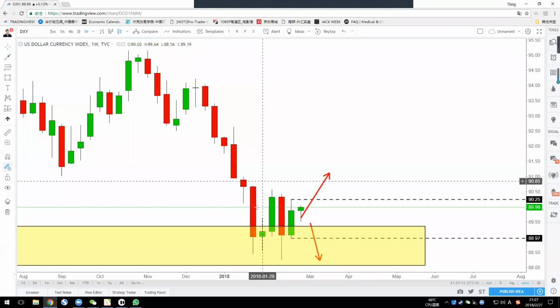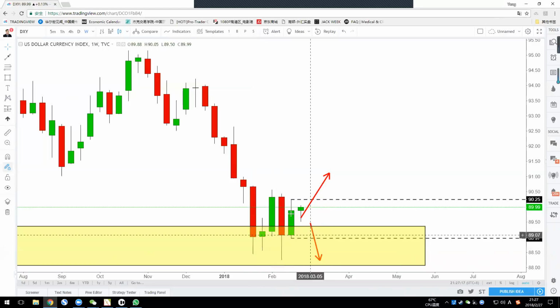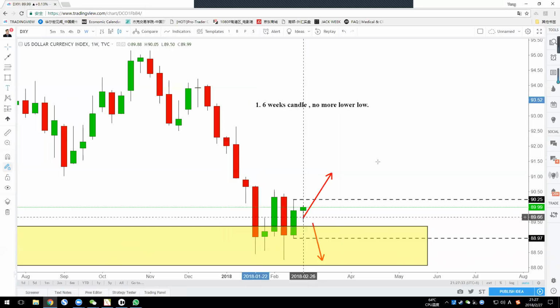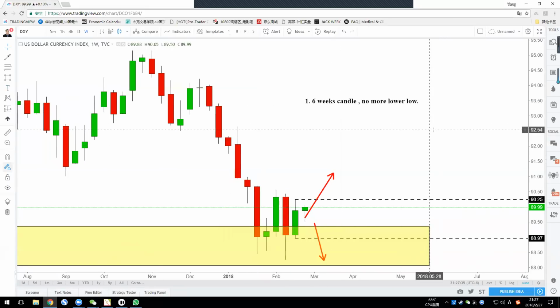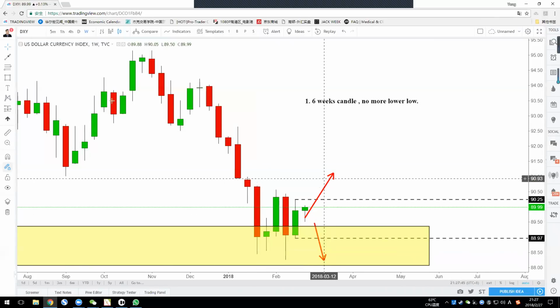So in a very, very strong supporting area, we do find good price action. First of all, these 1, 2, 3, 4, 5, 6 candles cannot break down, cannot make a lower low, right? So that's point number one: 6 weeks of candles, no more lower low. What does this tell you? It tells you the bearish trend may be ending, because a bearish trend has to create a lower low. But after 6 weeks have passed, no lower low has been created.